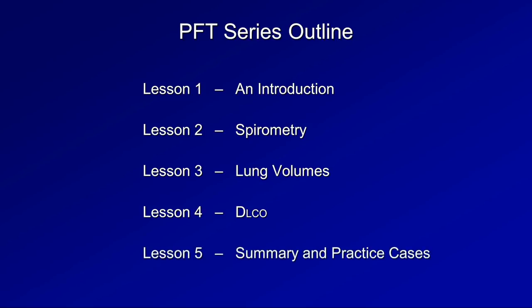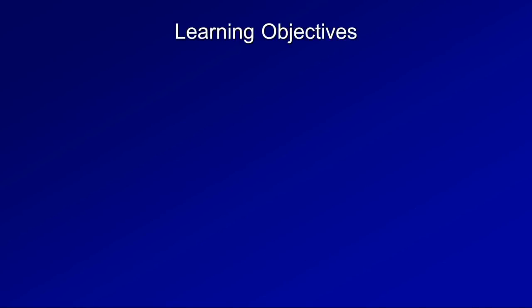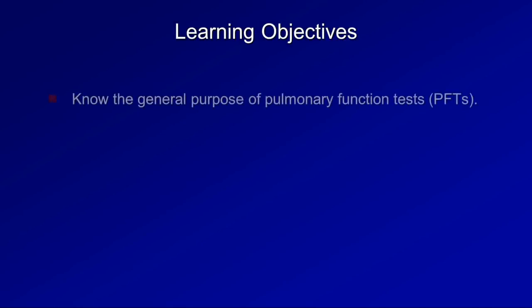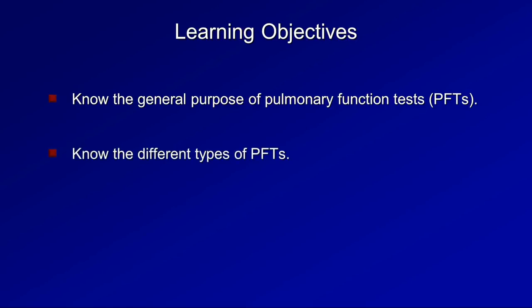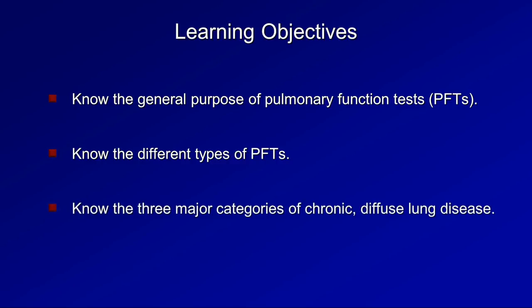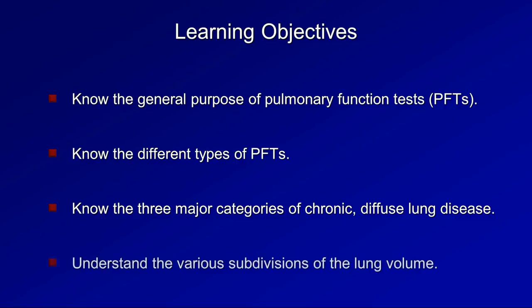Finally, the series will end with a brief summary along with some practice cases that will also incorporate some clinical history and chest x-rays to help integrate PFT interpretation into a broader understanding of the pathology of the pulmonary system. The specific learning objectives for this introduction will be to know the general purpose of PFTs, to know the different types of PFTs, to know the three major categories of chronic diffuse lung disease, and finally, to understand the various subdivisions of the lung volume.